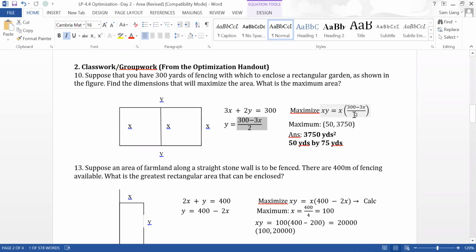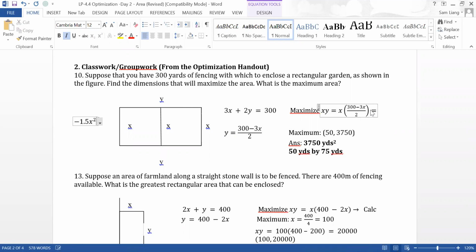Technically, you can also use negative b over 2a, because this is a quadratic. But let me actually show that then. So it's x times, let me write that out. So negative 1.5 x squared, that came from negative 3x over 2 times x. And then we have 300 divided by 2 times x, so that's plus 150x.